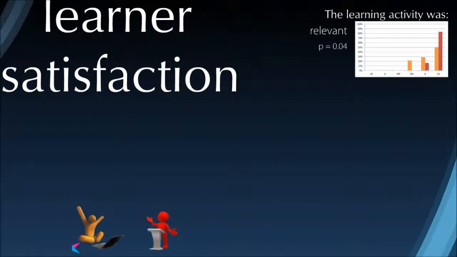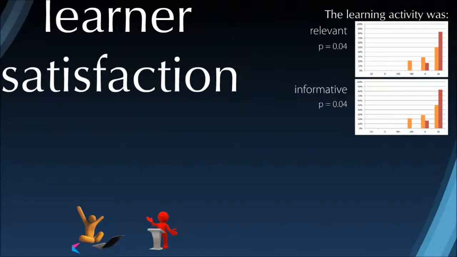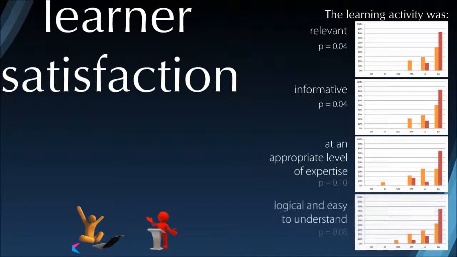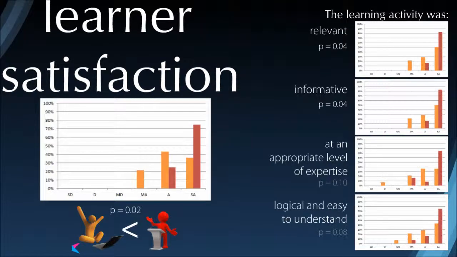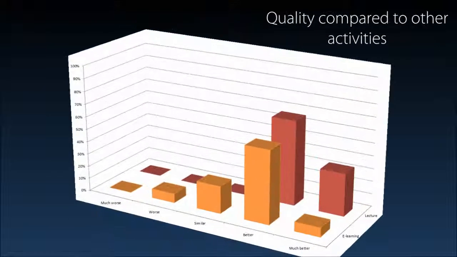Learner satisfaction. The leftmost is strongly disagree and the rightmost is strongly agree. The lecture received higher scores in student feedback in most questions, though scores were high generally. Students in the lecture group reported being more satisfied compared to the e-learning group. This chart could explain some of these findings.